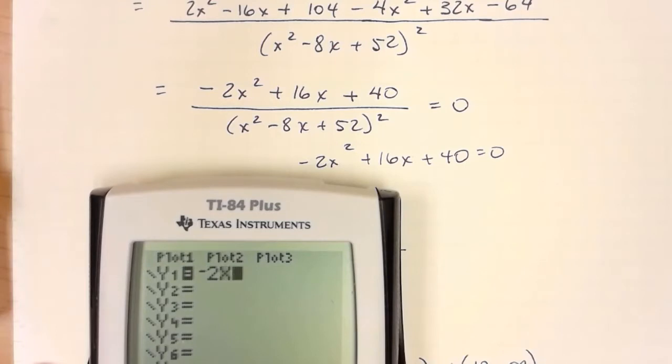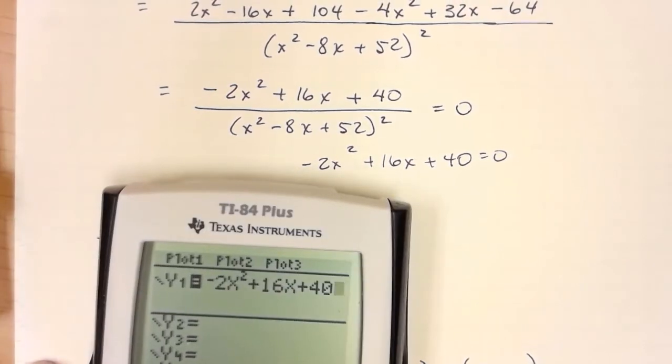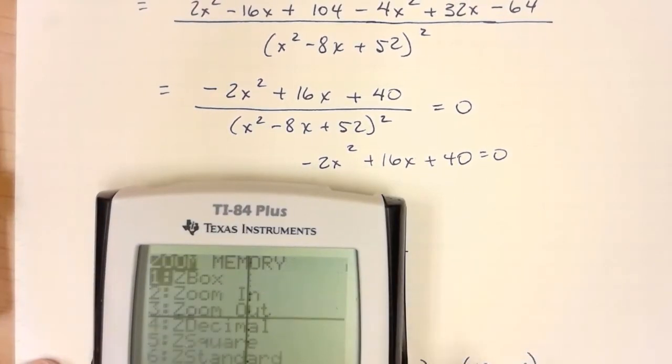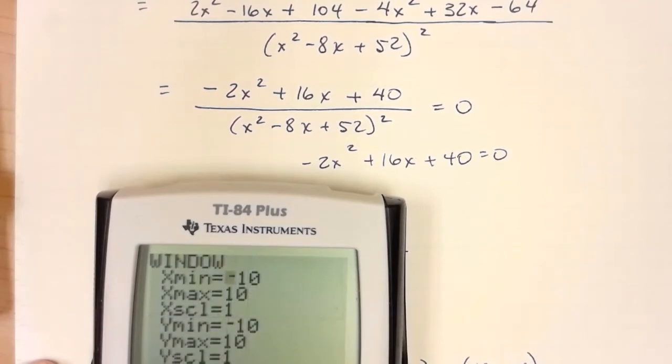So negative 2x squared plus 16x plus 40. I'll do a zoom 6. So it hits there, and it looks like it hits over there. So let me make my window go a little bit more that way. Let me do 15.